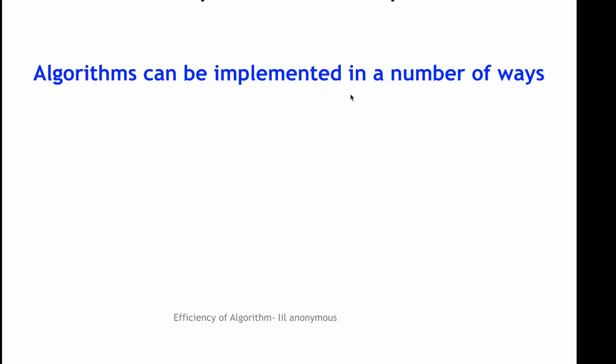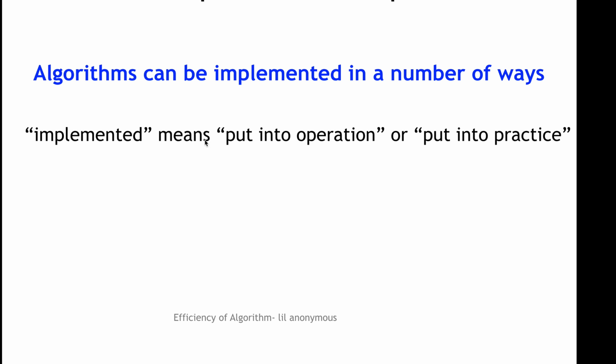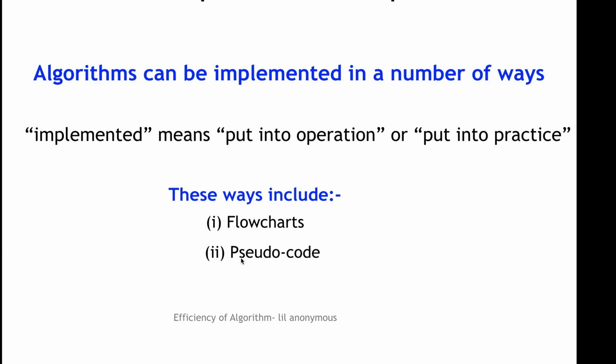Algorithms can be implemented in a number of ways. Implemented means put into operation or put into practice. These ways include 1. Using flowcharts. 2. Using pseudocode. 3. Using programs. And here is a problem.